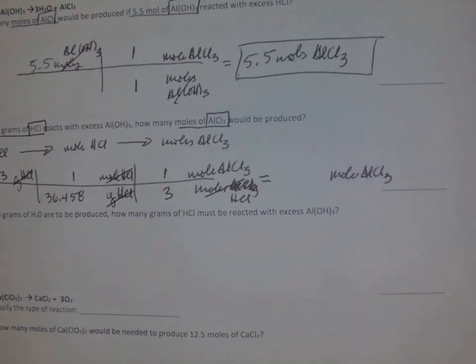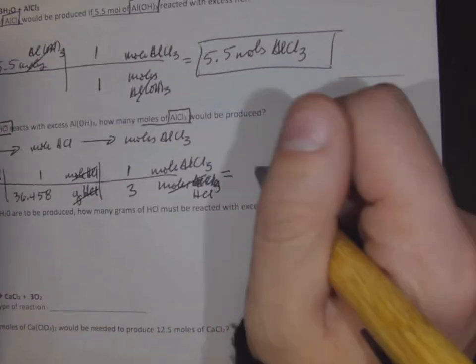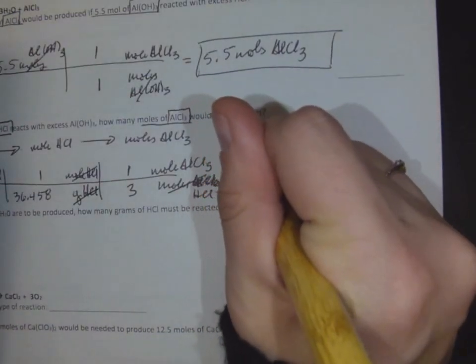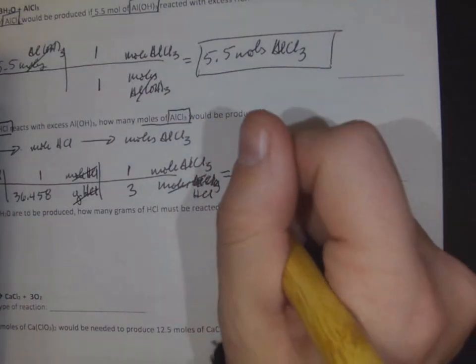Okay, plugging it in. We're taking 25.3 times by 1 divided by 36.458 times by 3. And so I have 0.231 moles of aluminum chloride.